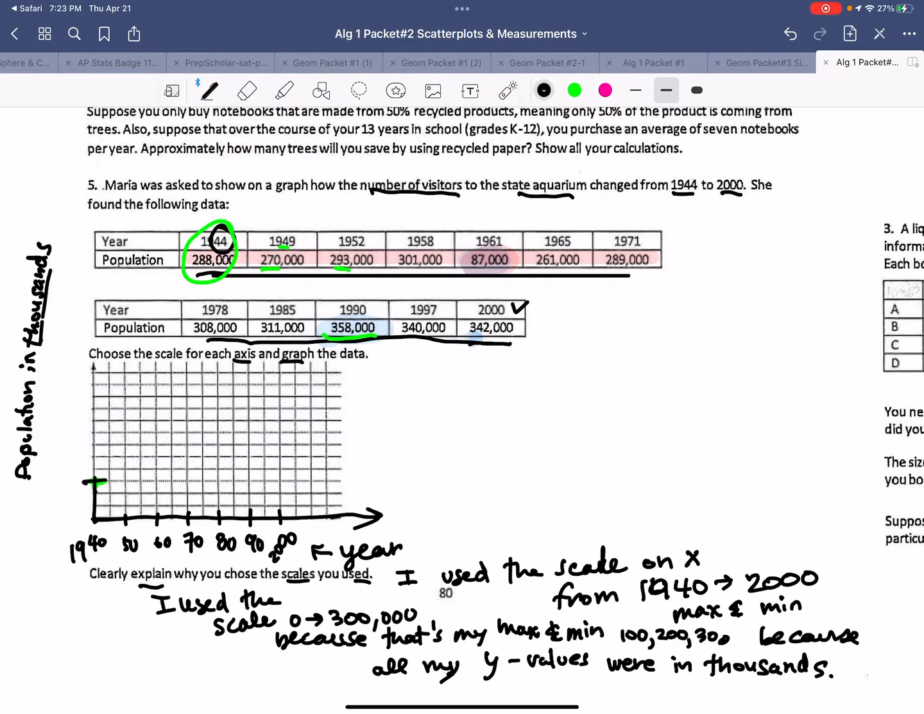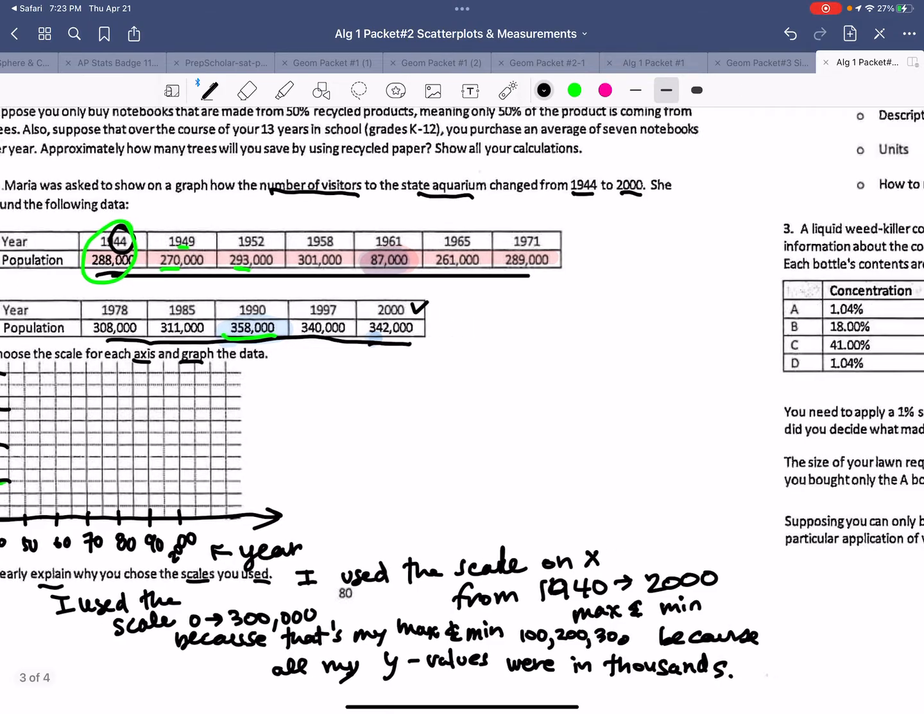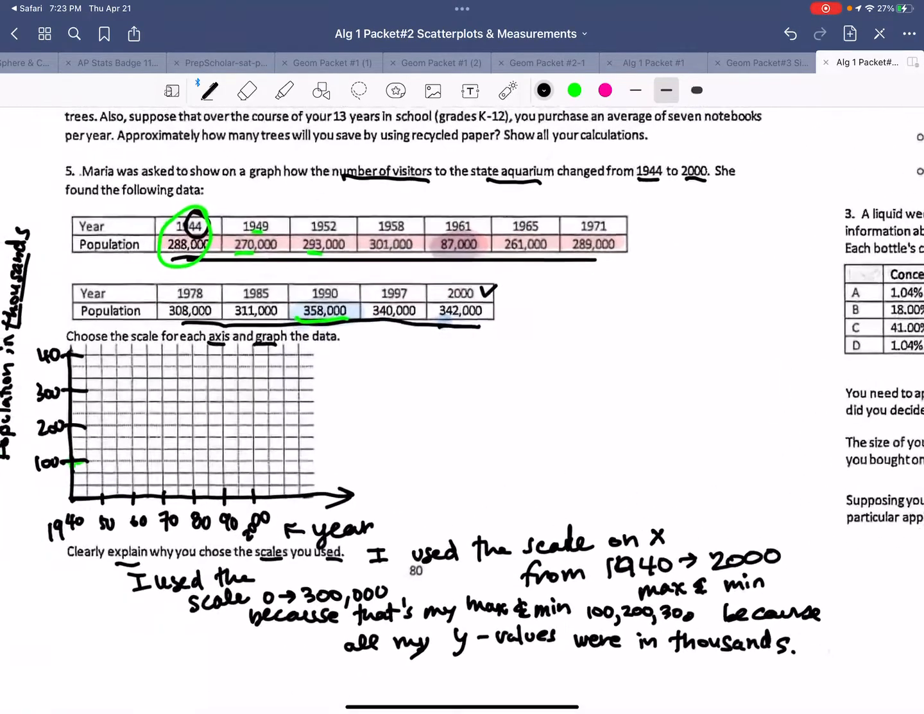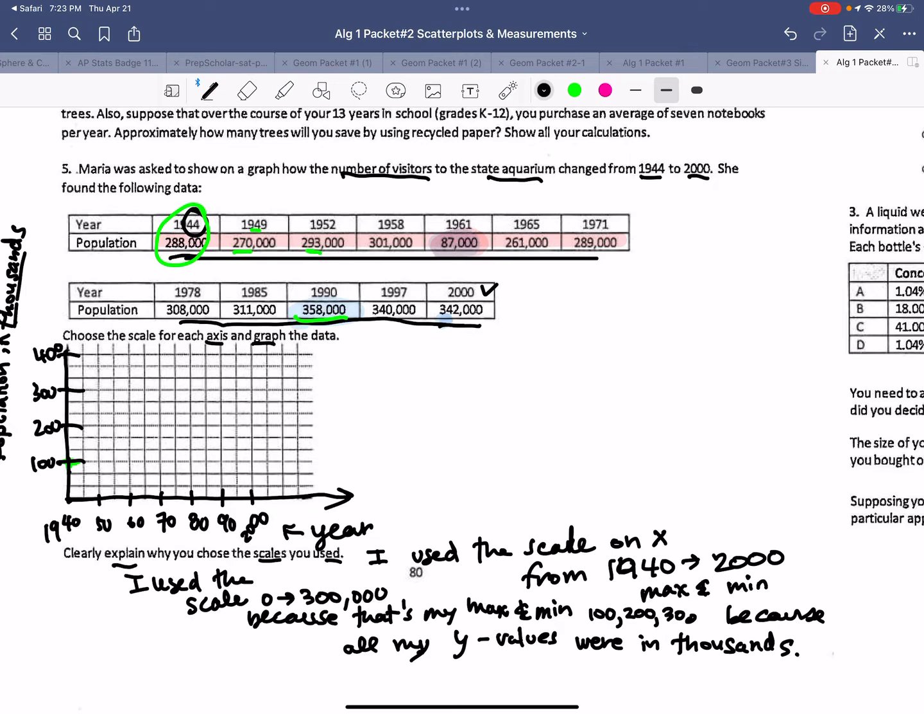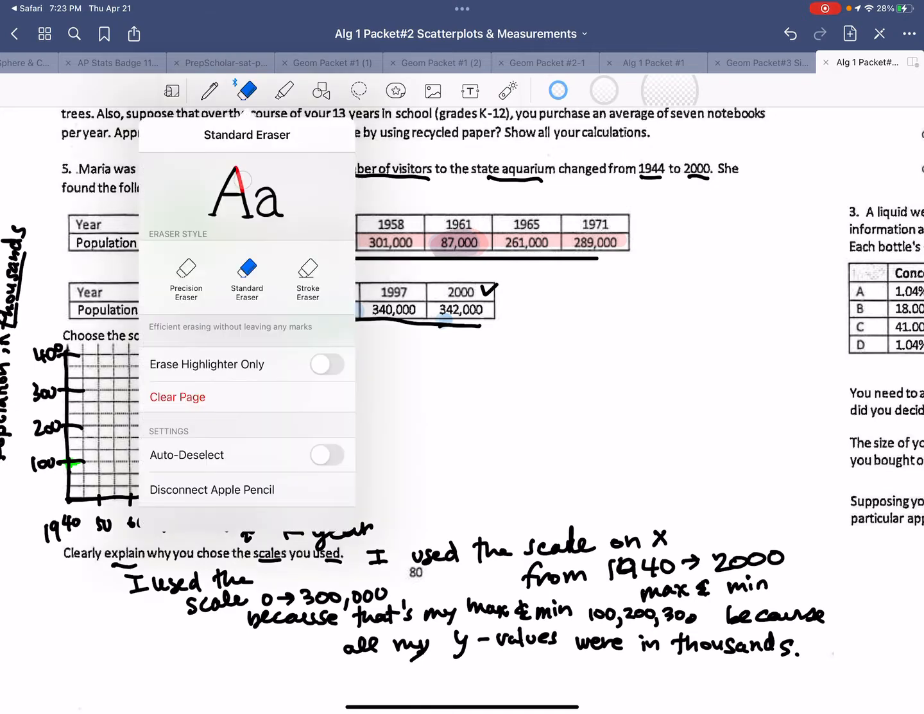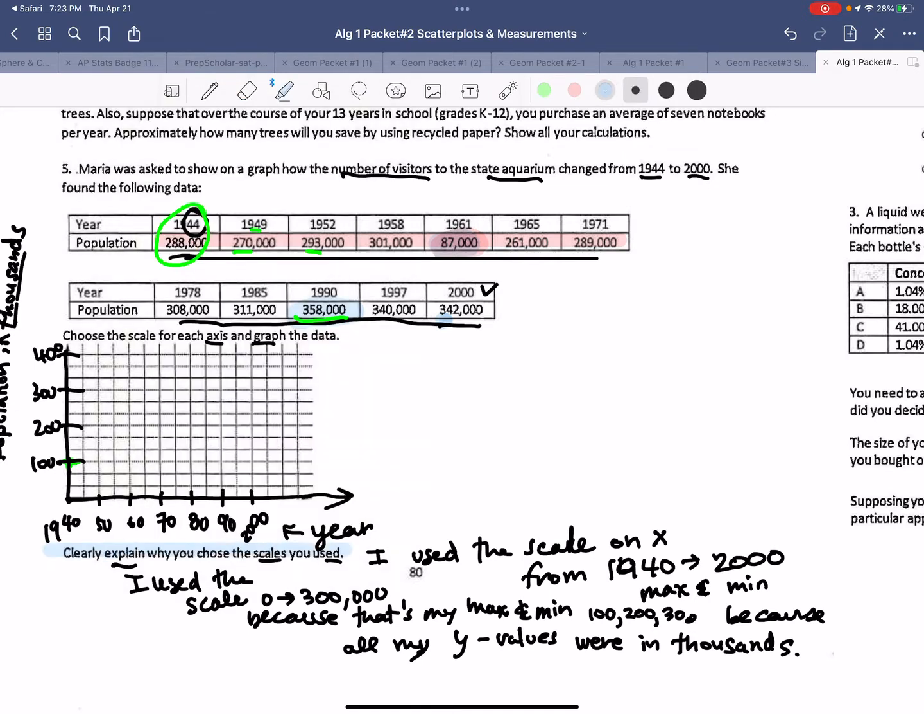Okay, so 1, 2, 3, I'll call that 100. 1, 2, 3, I'll call that 200. 1, 2, 3, I'll call that 300. 1, 2, 3, I'll call that 400. Okay, this is, again, the point of the task. I'm literally being asked to think about why I made the choice of spacing this, okay? Now I'm going to graph.